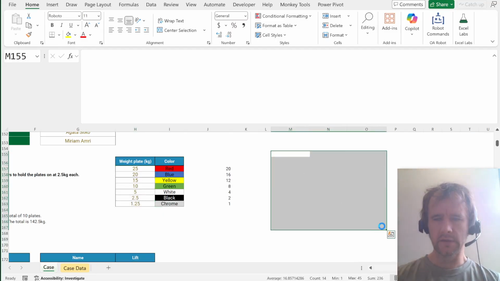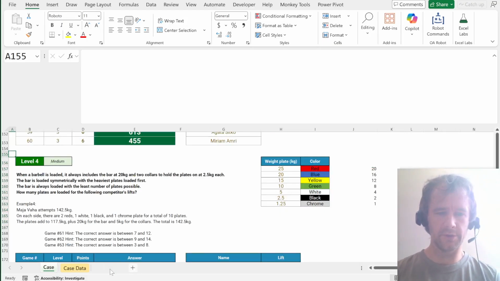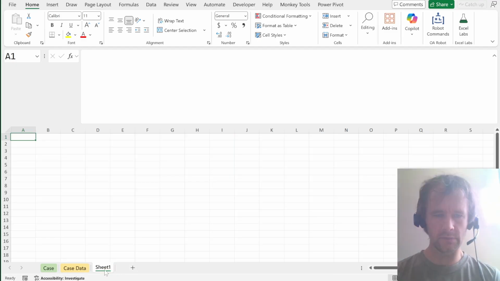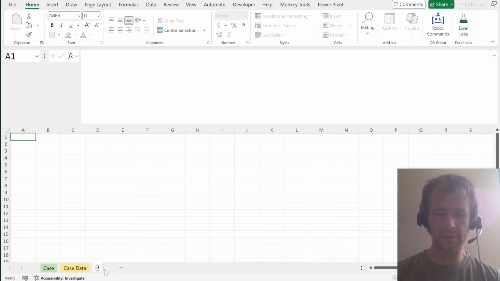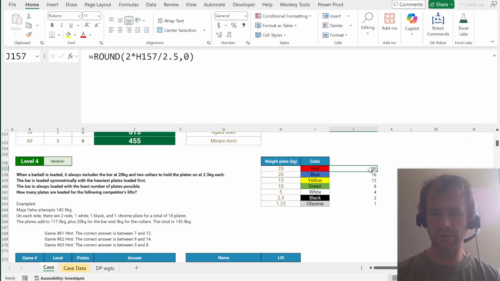But if you didn't know that, let's see what else we could do. So the other option is what's called dynamic programming. So we'll go DP weights. So our weights when we adjust are this.